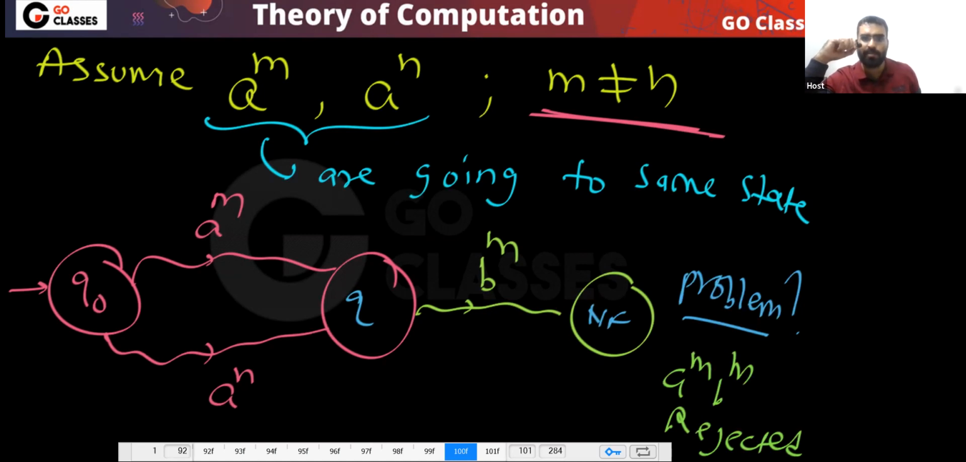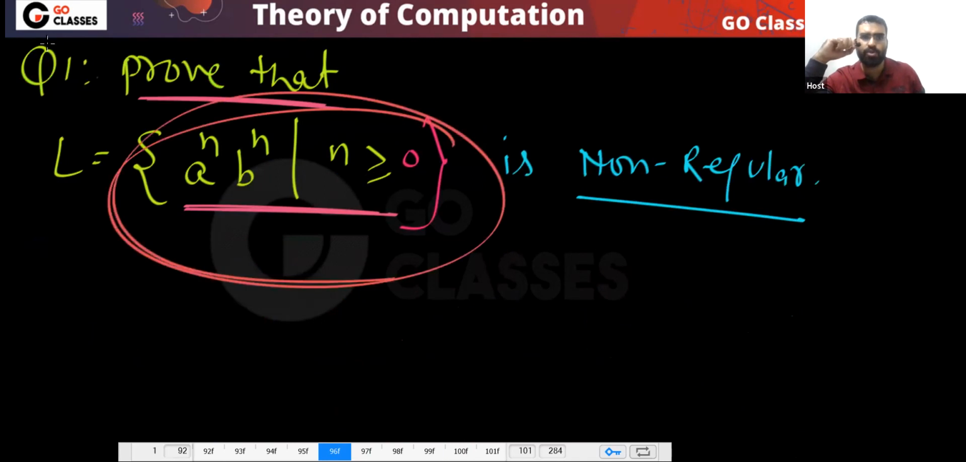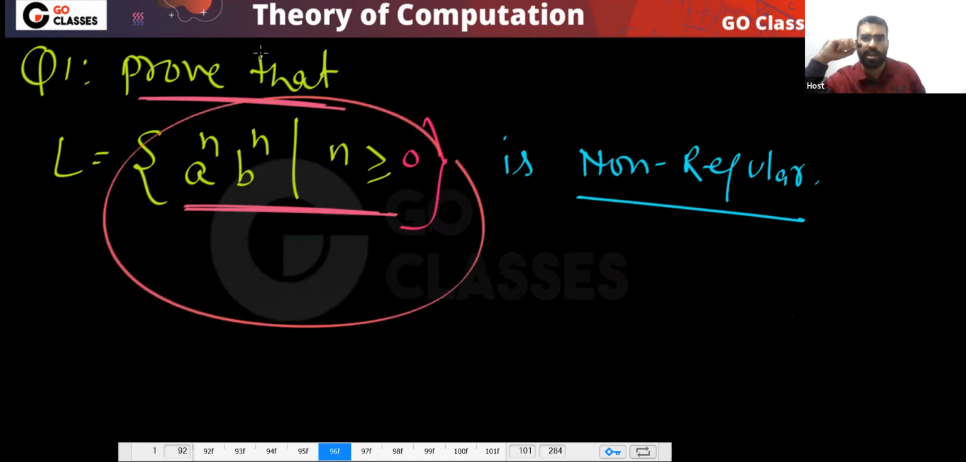a power m, b power m, should this be rejected? This is your language. No, this should not be rejected. And a power n, b power m, where n is not equal to m, should that be accepted? No, because this is your language.